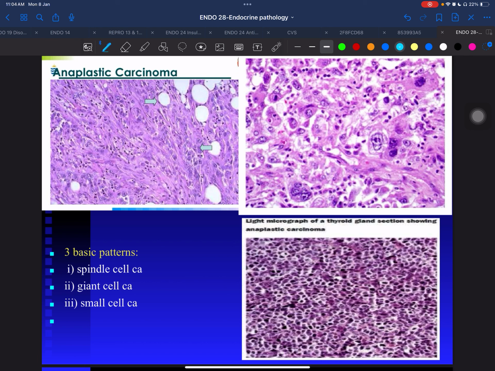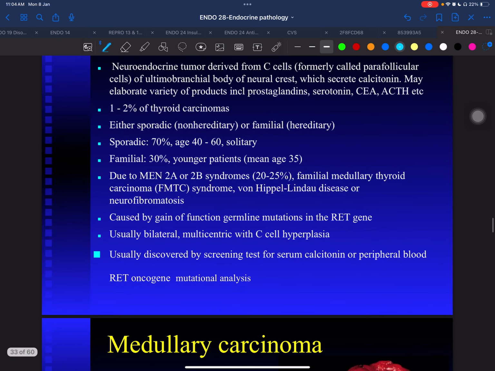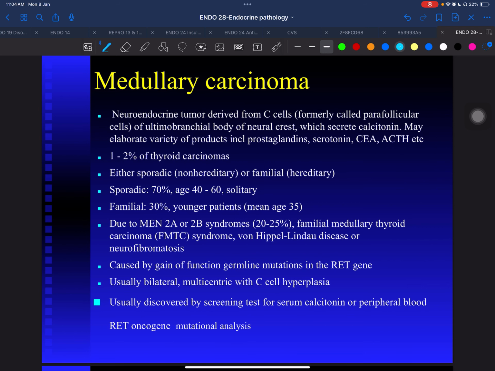Next we go to another aggressive thyroid cancer, but it's not arising from the follicles, which is medullary carcinoma. Where is it from? It's from the C cells. C cells are neuroendocrine cells in the thyroid, the parafollicular C cells. In between the follicles there are cells in the gaps, called C cells. So medullary carcinoma originates from these cells, not from the thyroid follicles or the cuboidal cells.